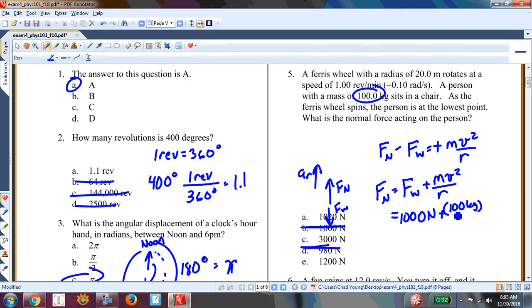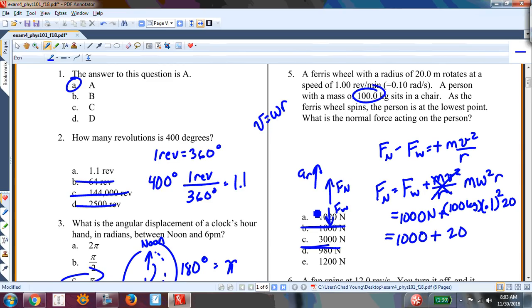I can either say m omega squared r. That's my alternative expression for centripetal force. Or I could calculate v, which is equal to omega times r. I'm going to take the former option. So I have m times omega, it needs to be in radians per second, so 0.1 squared times my radius, which is 20. So that's 1,000 plus 20. 1,000 plus 20.